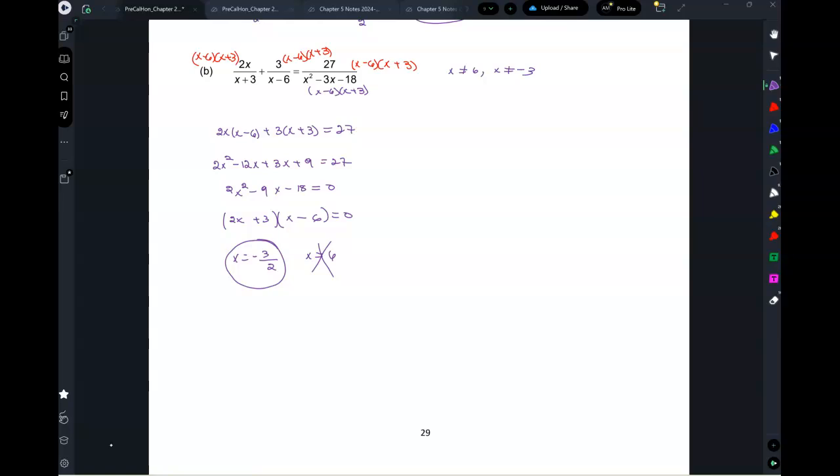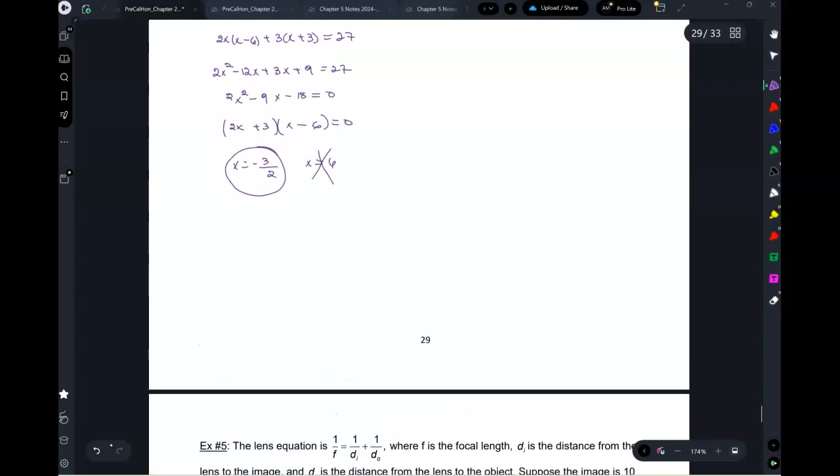That's it. There isn't much excitement to this. The rational inequalities, those are more exciting. That's next lesson. Okay.